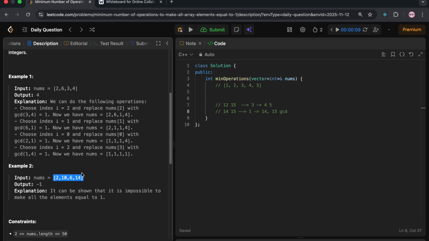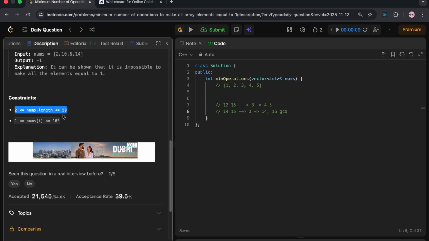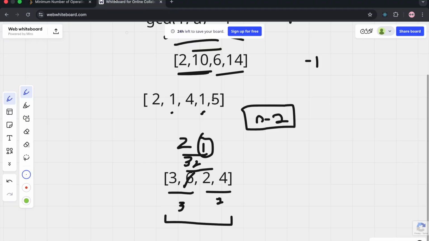As in the question we can see that the array length is 50, so we can go for an n square approach because n is very small. So we can find the minimum length that makes the GCD 1. So when we find 1 in the array, that is the minimum operations required. So to make 1, what is the minimum length required? That is the length of the subarray, right? So that is the minimum length, right?